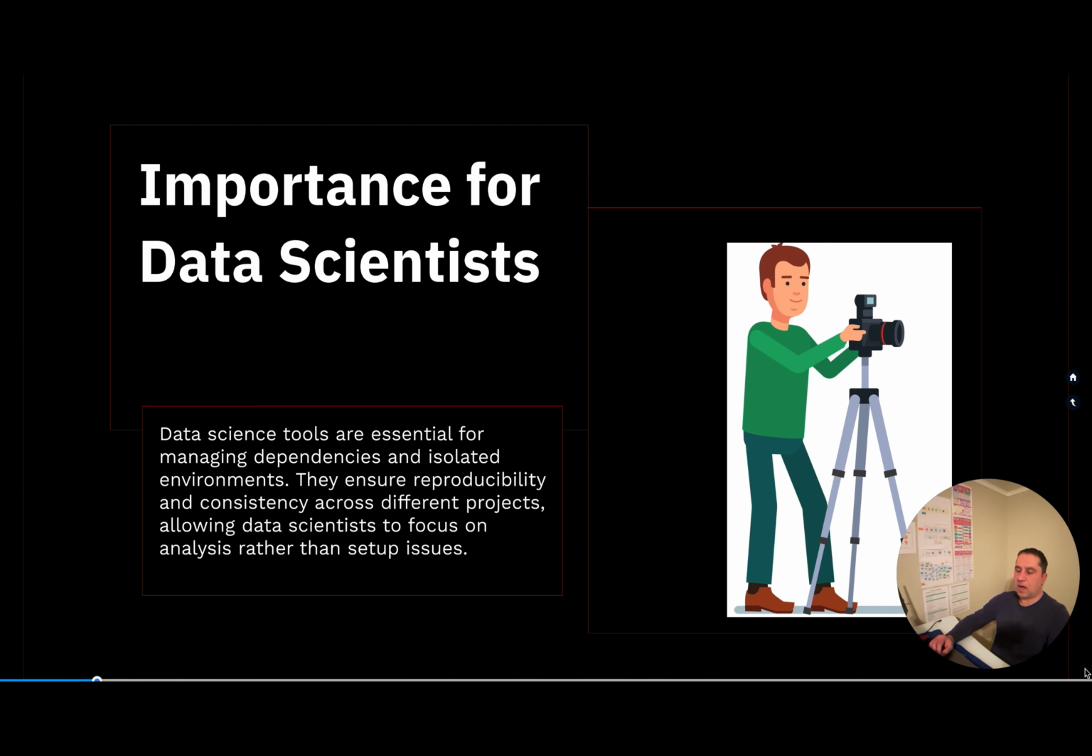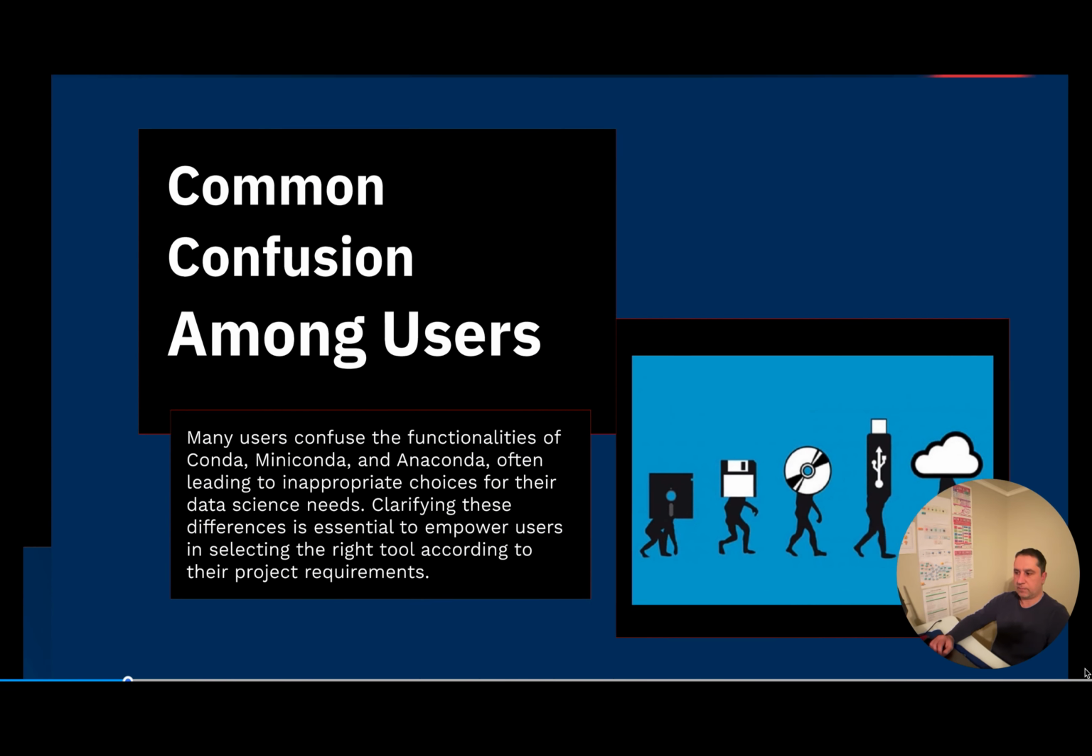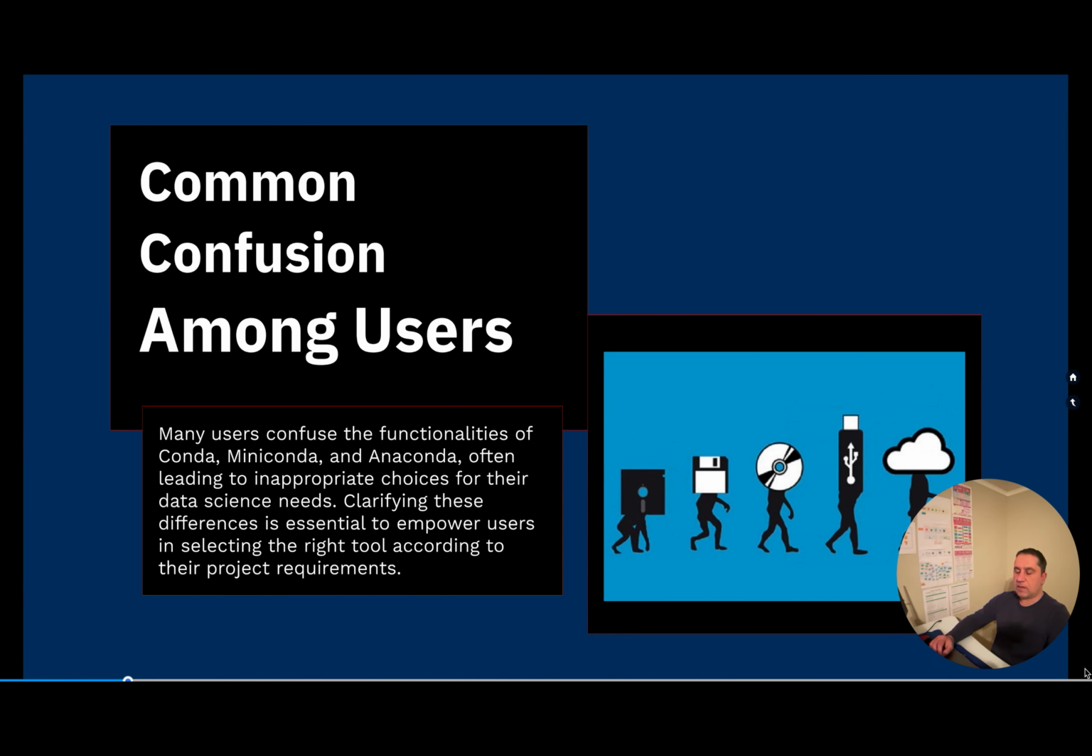Data science tools are very essential for managing dependencies and isolated environments. They ensure reproducibility and consistency across different projects, allowing data scientists to focus on analysis rather than setup issues. What is the common confusion among users? Many users confuse the functionalities of Conda, Miniconda, and Anaconda, often leading to inappropriate choices for their data science needs. Clarifying these differences is essential to empower users in selecting the right tool according to their project requirements.